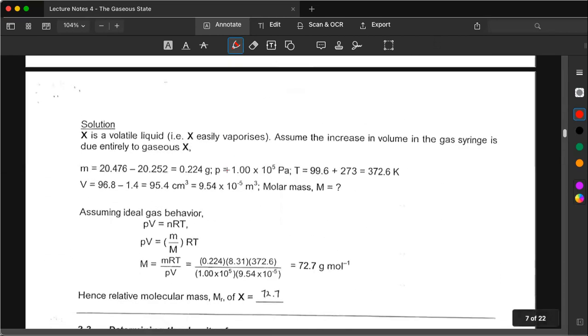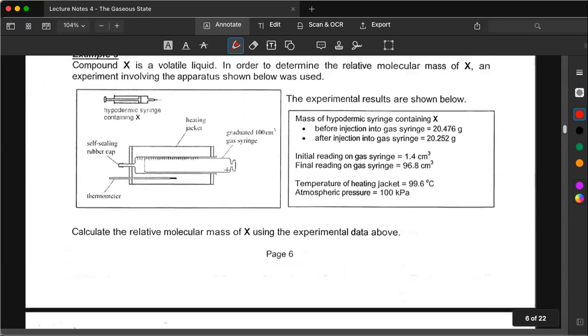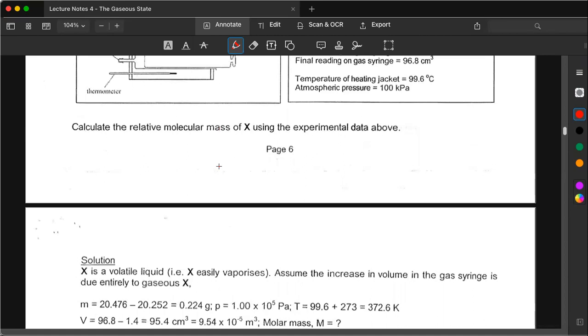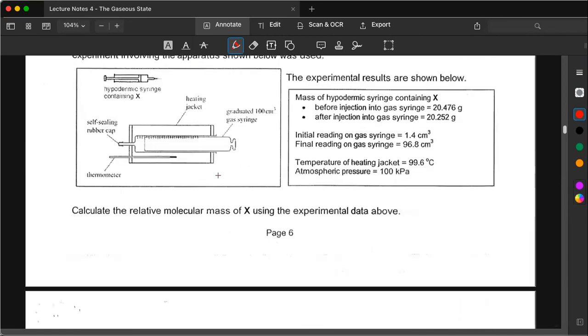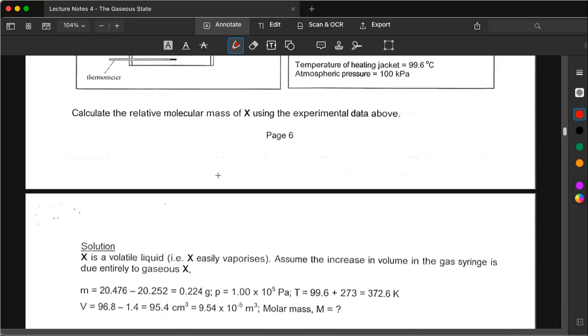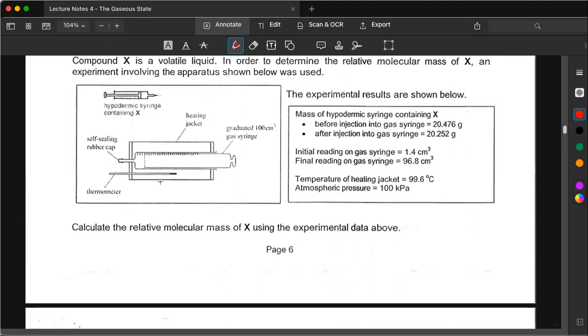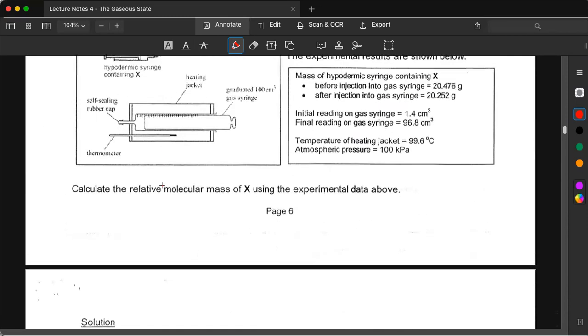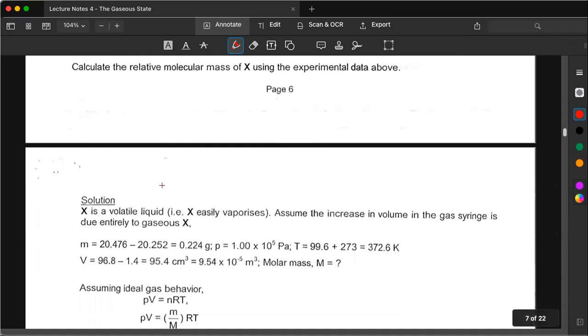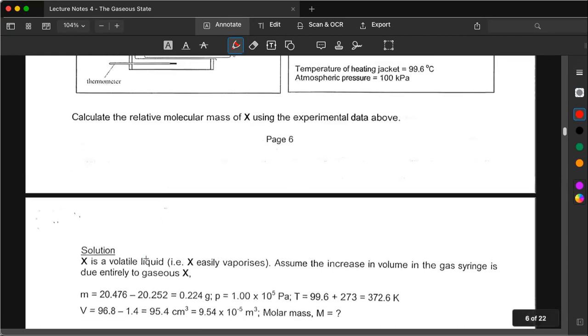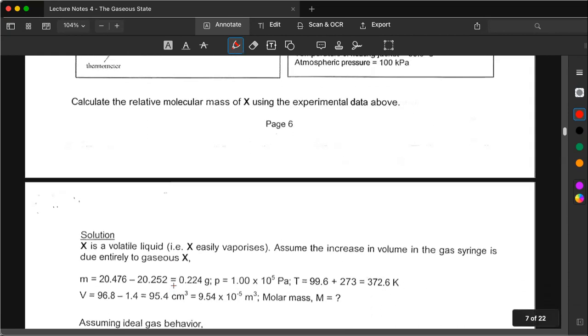Now, how do you solve this question? A few steps. First of all, X is a volatile liquid, so it easily vaporizes. Because it easily vaporizes, the increase in the volume in the gas syringe is actually just due to X. That is the assumption. So the gas will cause the increase in volume, and it is just due to the gas. With that understanding, we can calculate this data.